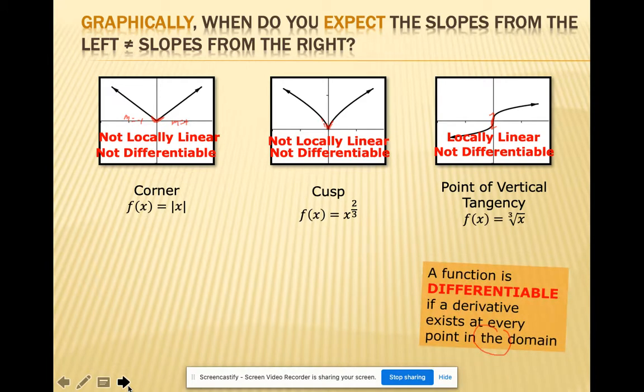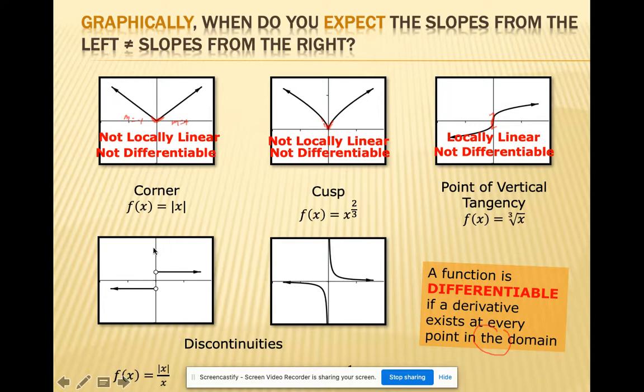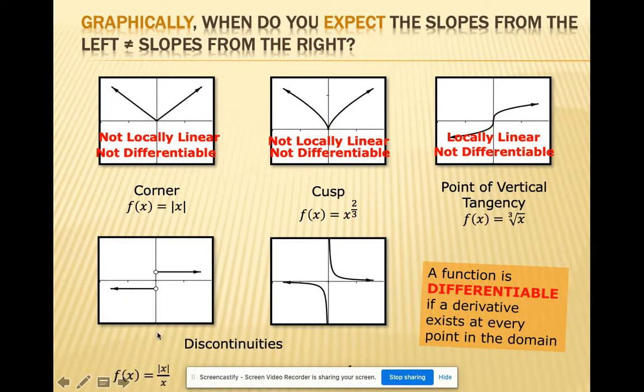A function is differentiable if its derivative exists at every point in the domain, right? So the derivative doesn't exist at a corner, doesn't exist at a cusp, doesn't exist here simply because I have a vertical tangent. And of course, when I have discontinuities, a derivative does not exist, here at x equals 0. So we need to take this idea into 3 space and talk about when my 3 space function is differentiable.